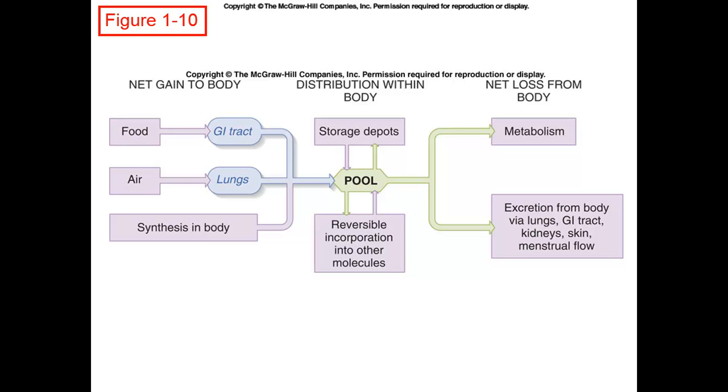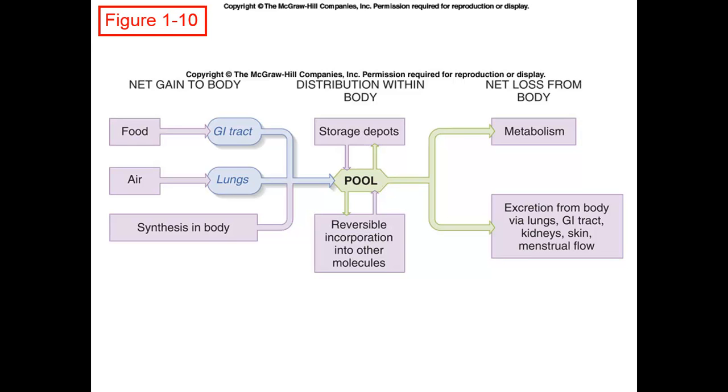This is a net gain and a net loss, sort of a schematic. Again, I'm not going to test you on this. But there's food, there's air, there's synthesis, right? There's a distribution within the body, and then you lose stuff from the body. You excrete carbon dioxide, feces, urine, menstrual flow, metabolism, you use energy. Yeah, Leonard, that's exactly what I'm talking about.